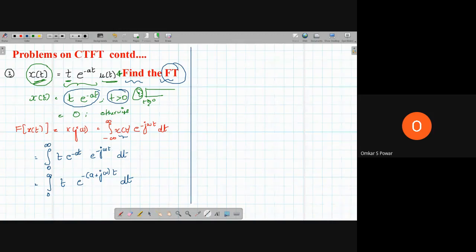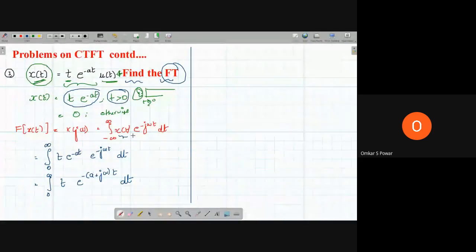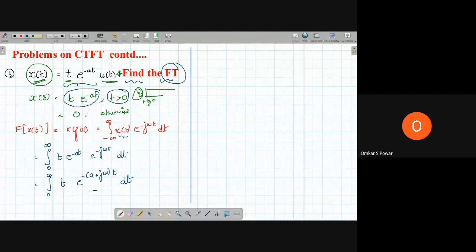I'll divide the board into two parts. So now you have this integral of 0 to infinity t e power minus a plus j omega t dt. So how can we solve this one? Integral of u into v. If you remember the formula, integral of u into v is equal to u into integral of v minus integral of v du by dt. So we have to apply this to this expression. Let me apply that. So what will we get?